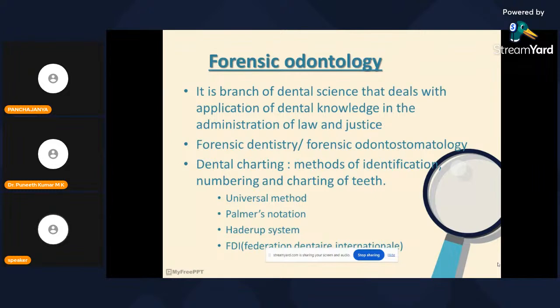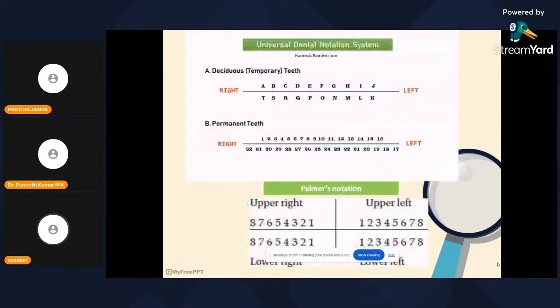And the dental charting method. Dental charting is a method of identification, numbering, and charting of teeth. Each and every tooth is given a number. Based on that, it is calculated and arranged, and based on that charting, it will be helpful for identification. The methods are the Universal method, Palmer's method, and the Hyderup method, or FDI, that is Federation Dentaire Internationale. The first one is the Universal dental notation system.